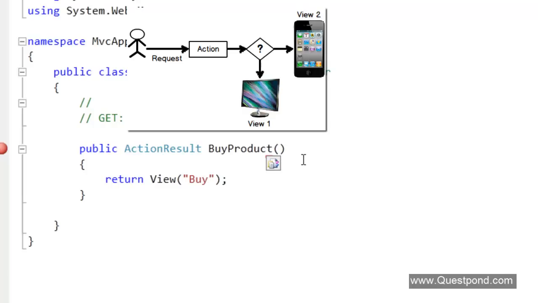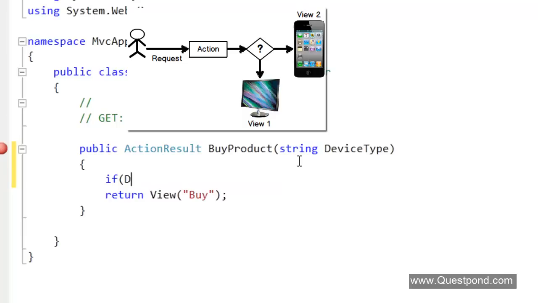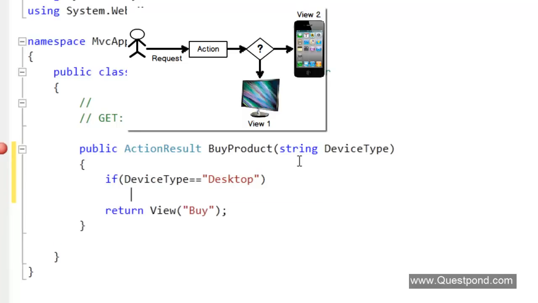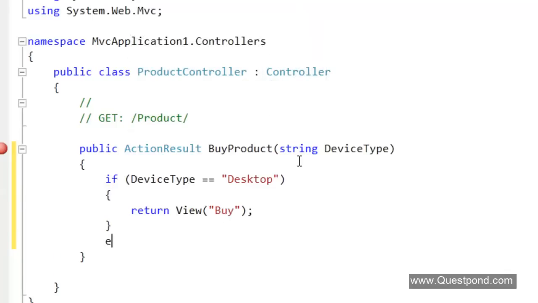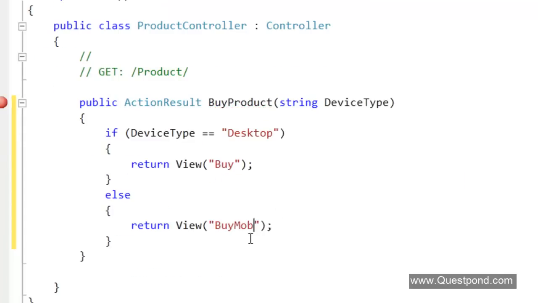So for example, I would like to do something like this. I would like to say string device type, right? So I would like to say: if the device type is equal to desktop, then you just say return buy, or else you say return buy mobile, right? So in other words, depending on scenarios, he either sees a buy view or a buy mobile view. Now this is very much possible in MVC because the hit is now directly coming to the action, so you can easily make a choice where you want to go.